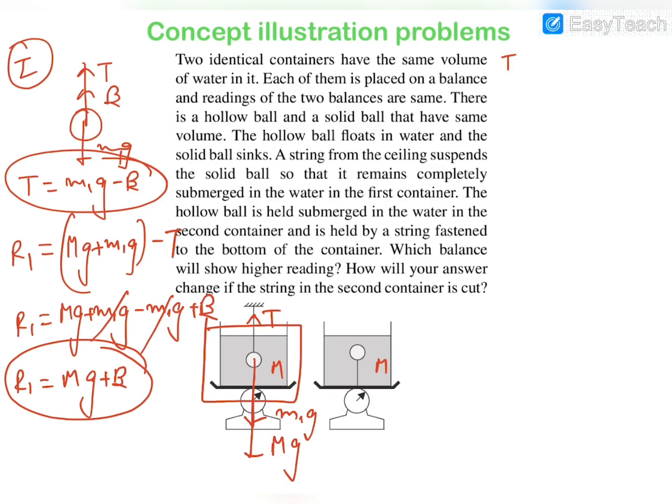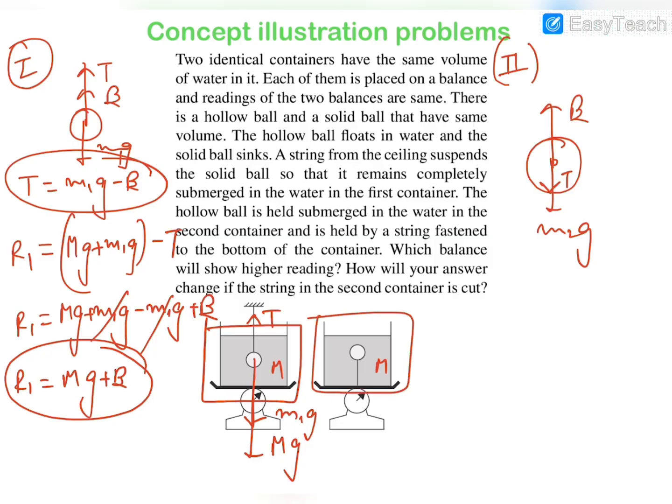Now in the second case, this string is preventing the ball from going up. So if we draw the free body diagram, the buoyancy will be the same because the volume of the two balls is the same. So there is this buoyancy, and there would be m2g acting in the downward direction, and the tension would also be acting in the downward direction. But again, if we draw the free body diagram of the complete system, then tension will be an internal force, buoyancy will be an internal force, and the external forces will be Mg plus m2g. So the reading R2 in this case will be Mg plus m2g.